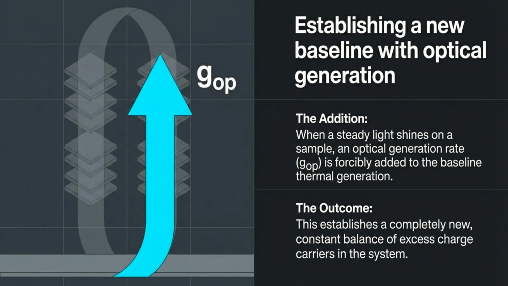A new baseline is established with optical generation. When steady light shines, an optical generation rate, GOP, is added to the baseline thermal generation. This creates a new, constant balance of excess charge carriers in the system.